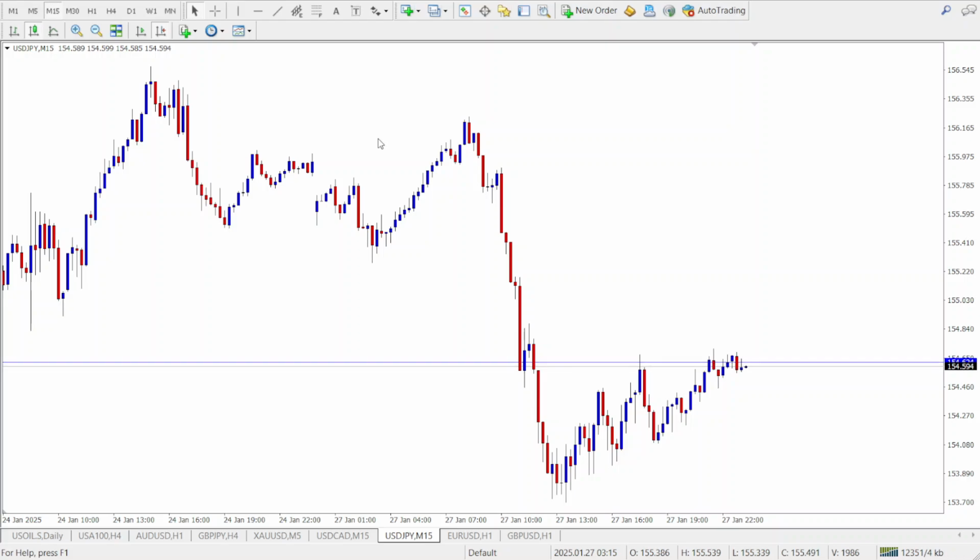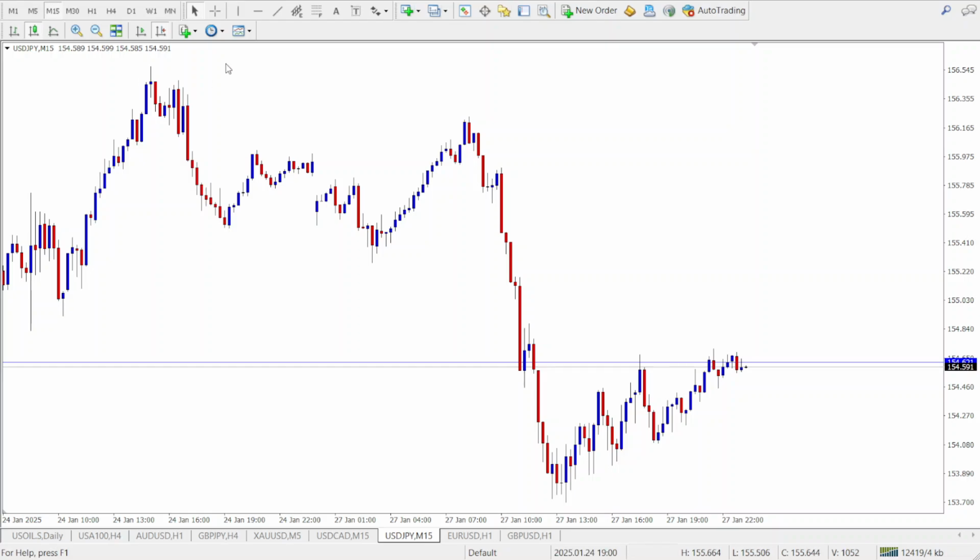What makes the Rainbow Forex strategy unique is that it simplifies the way we view market conditions. Instead of juggling multiple indicators, the rainbow of moving averages tells you at a glance whether the market is trending up, down, or moving sideways. And the best part, it is incredibly beginner friendly. So here's how it works.